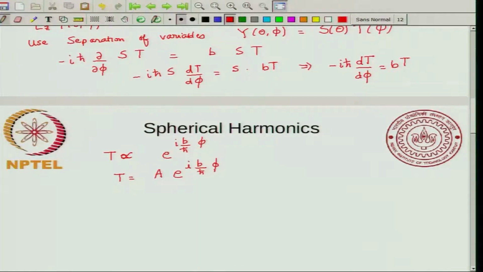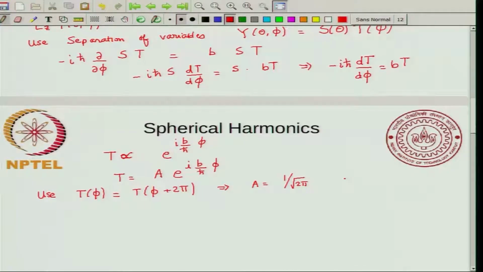So, this is the solution of the phi part. And you can use T of phi equal to T of phi plus 2 pi. This is because your angle phi varies from 0 to 2 pi, and if you increase your angle by 2 pi, then you get back to the original angle. So this implies A is equal to 1 by root 2 pi, and this you can show using normalization.